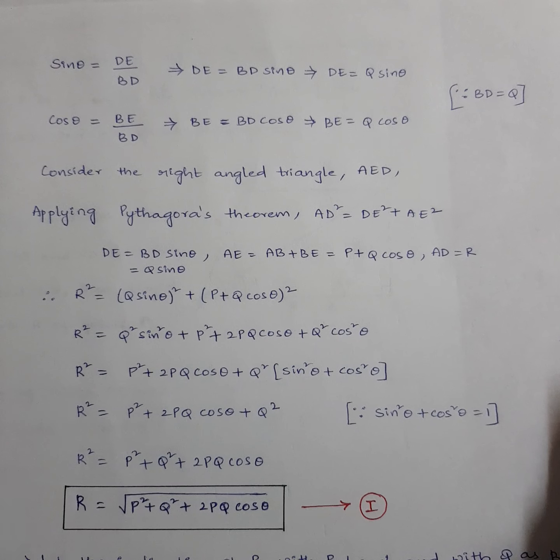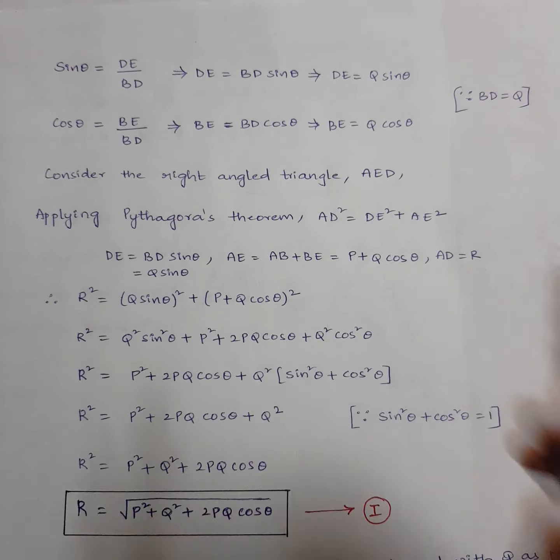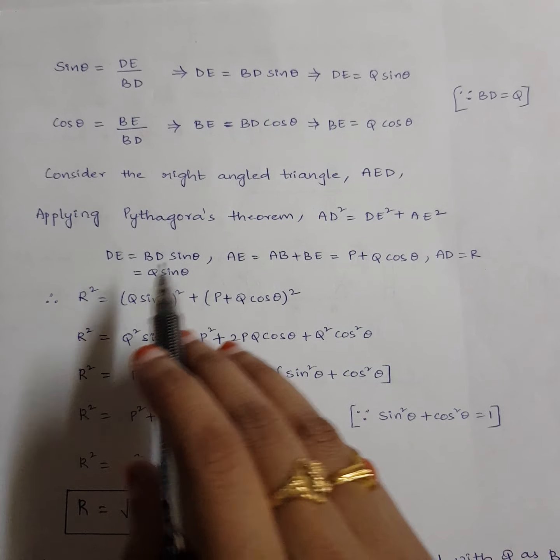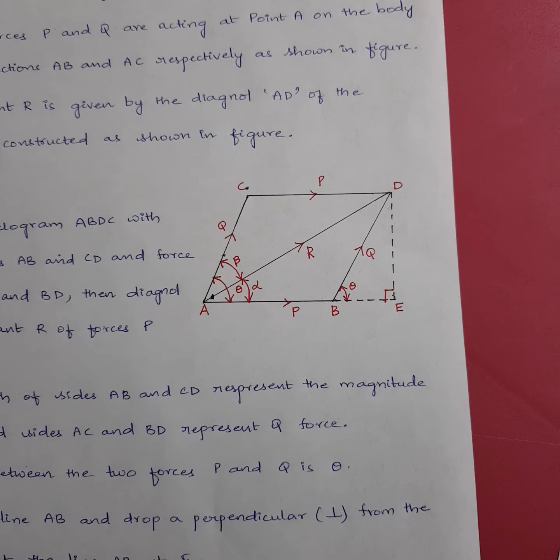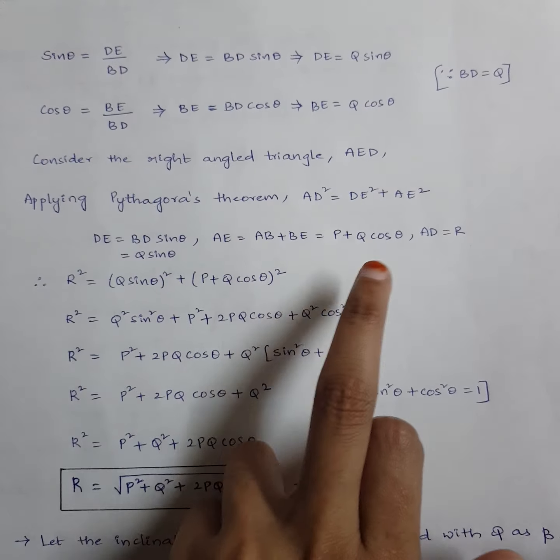So from there AD square will be equal to DE square plus AE square. Correct? Now what is AD? AD is nothing but R. So AD is R. What is DE? Just now we got DE as Q sin theta.